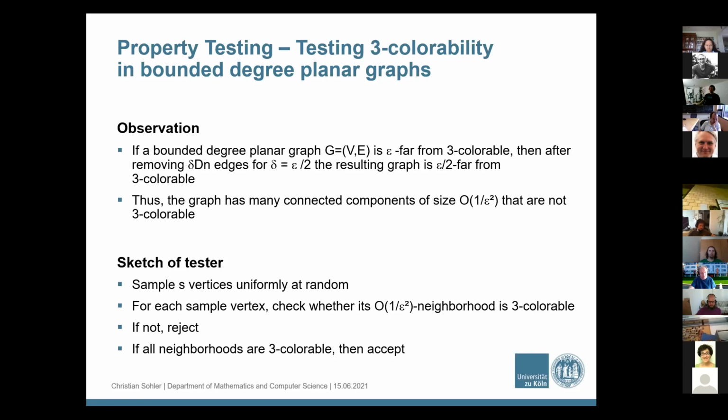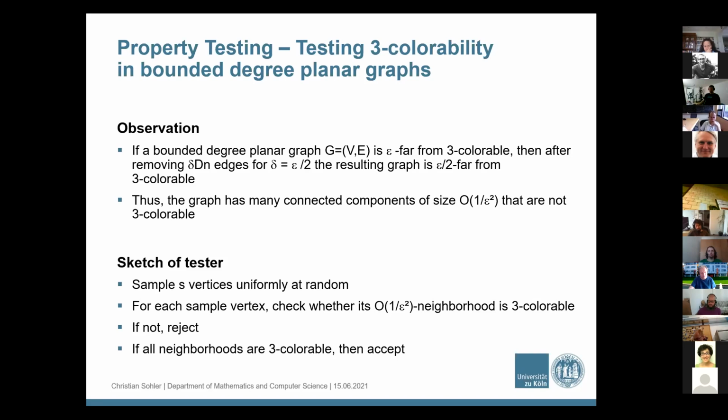If we apply the previous results with delta equals epsilon over 2, then this means that we can decompose the graph into many small connected components of size at most 1 over epsilon squared. And many of these connected components are not 3-colorable, simply because the resulting graph is still epsilon over 2 far from 3-colorable.